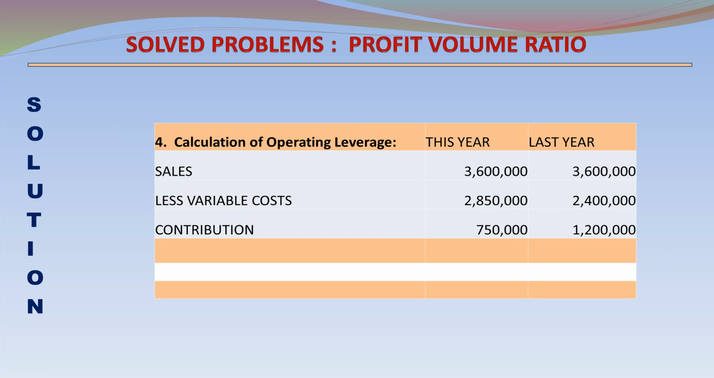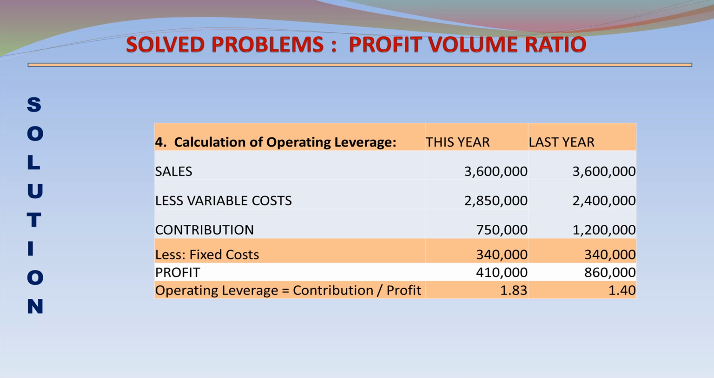4. Calculation of operating leverage for this year and last year. Sales 3,600,000 this year, 3,600,000 last year. Less variable cost 2,850,000 this year, 2,400,000 last year. Contribution 750,000 this year, 1,200,000 last year. Less fixed cost 340,000 this year and 340,000 last year. Profit this year 410,000, last year 860,000. Contribution minus fixed cost is the profit. Operating leverage is equal to contribution by profit, that is 1.83 this year, 1.40 for the last year.